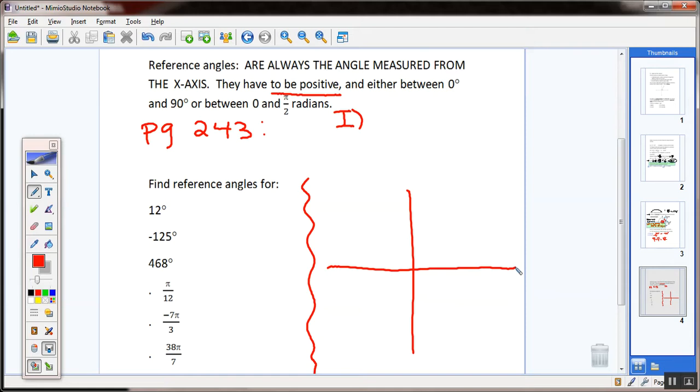Okay. If you have, well, what's this quadrant right here, kids? What's this? What's this? That quadrant has a lifeline right there. IV.